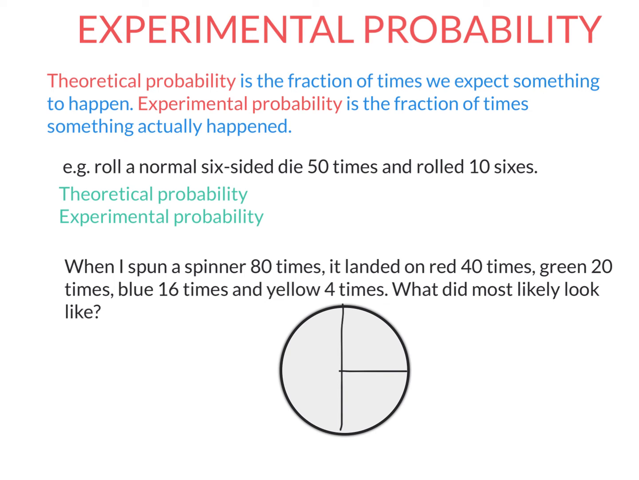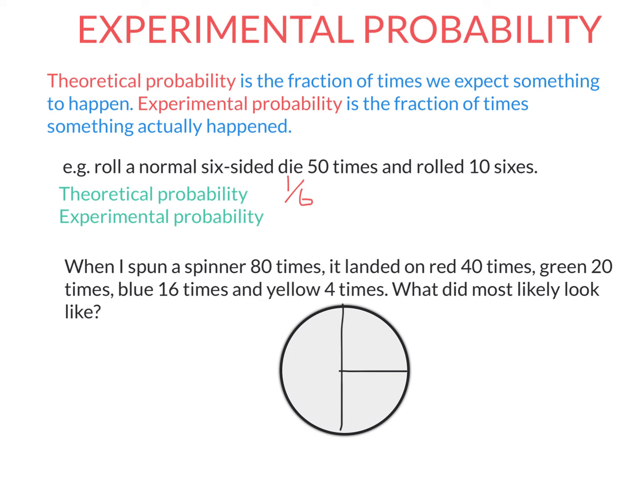So let's look at this example. Let's say I roll a normal six-sided die 50 times and I rolled 10 sixes. The theoretical probability of rolling a 6 is still 1 over 6 because the die has 6 possible outcomes. One of those outcomes is a 6. 1 out of the 6 faces on a die has a 6 on it. So that means if I roll a normal six-sided die heaps and heaps of times, I expect to roll a 6 1/6 of the time.